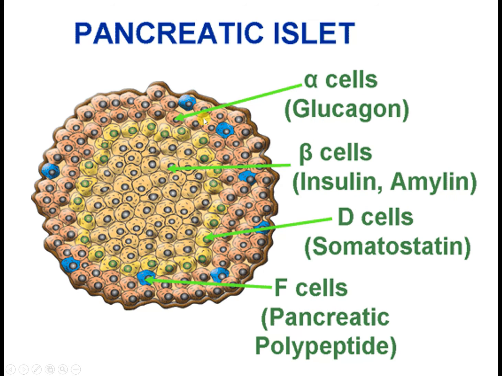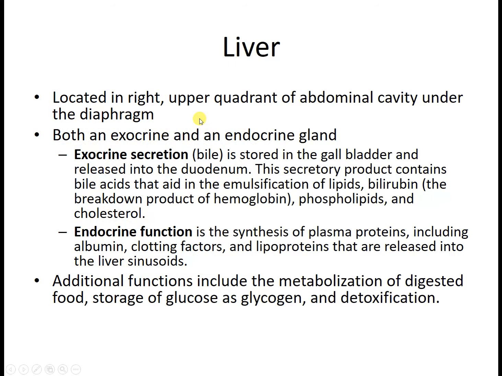So that's it about the pancreas. Okay, now let's talk about the liver. Histology of the liver. The liver is located in the right upper quadrant of the abdominal cavity under the diaphragm. I hope you know it.